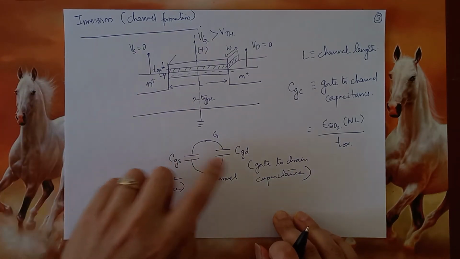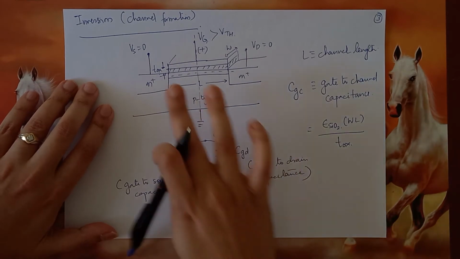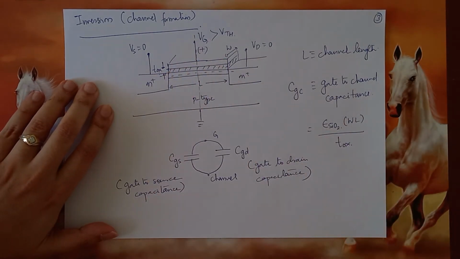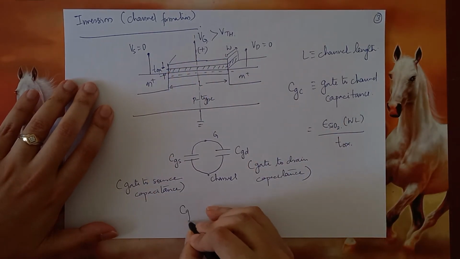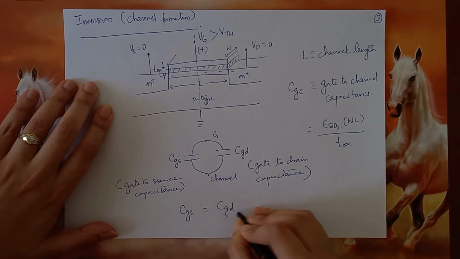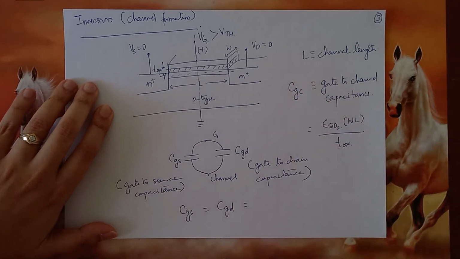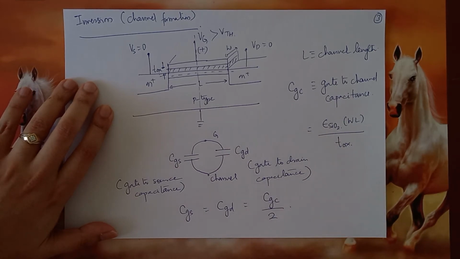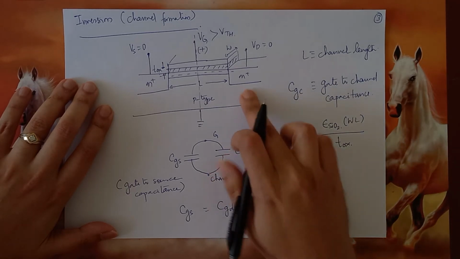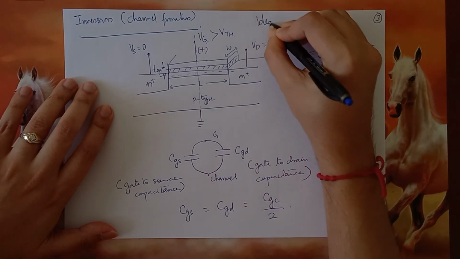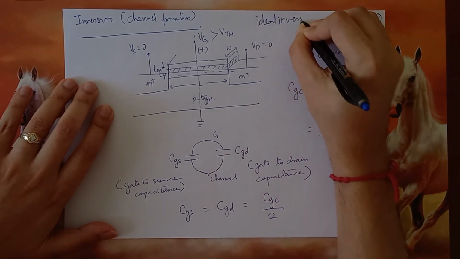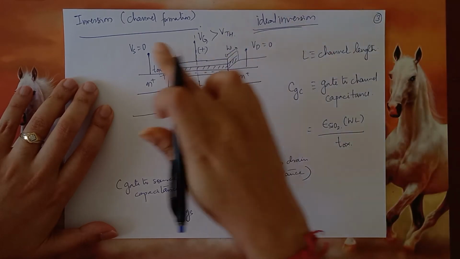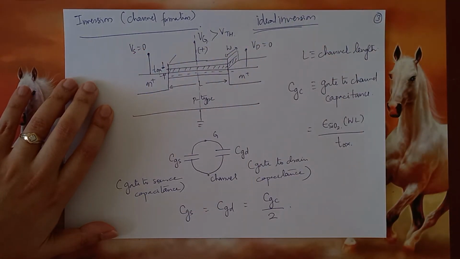So what is the relationship between CGS and CGD? Well, looking at the symmetry of the situation, they should be equal. So CGS equals CGD, and that is equal to half of CGC, because CGC is nothing but a parallel combination of these two. But this is only for ideal inversion, that is, when the source and the drain are at the same voltage.